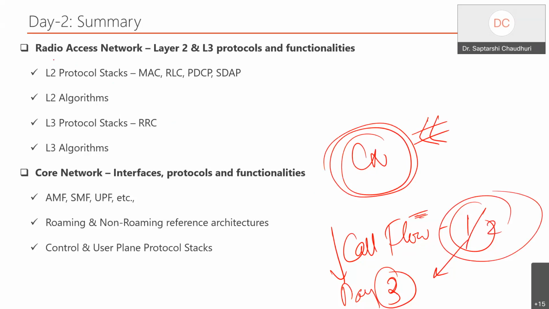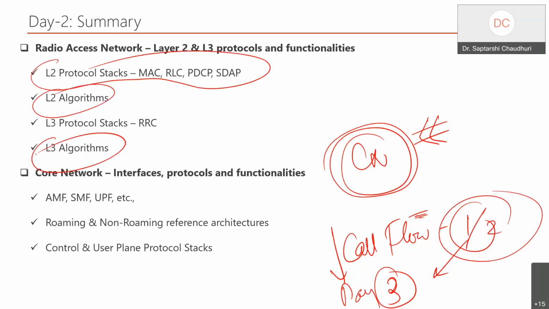So I talked today about the layer 2 protocol stacks, the algorithms, and part of the L3 algorithms. For RRC, I just gave a snapshot view of what the utility of these things is in the network, and what the different layer 3 algorithms are that we control. The biggest things I talked about are the scheduler and the radio resource management. This is what we call radio management.